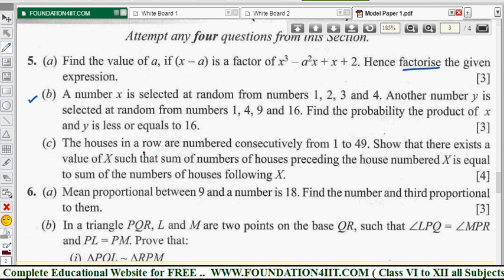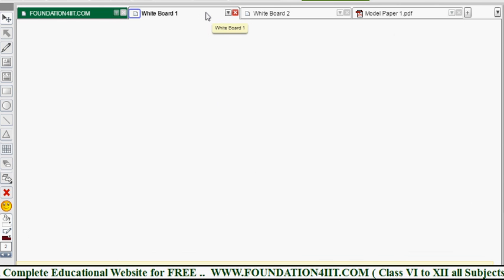The houses in a row are numbered consecutively from 1 to 49. So 1 to 49, the houses are in a row and numbered. Show that there exists a value of x such that the sum of the numbers of the houses preceding the house numbered x is equal to the sum of the numbers of the houses following x. Okay, if you take the diagram, you can understand clearly. So let me show this. To solve this, we use progressions.